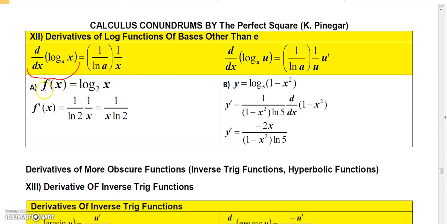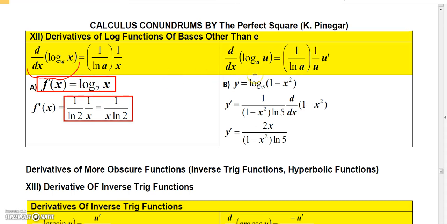So for instance, if I wanted you to find the derivative of this function here, log of x base 2, you would just simply say the derivative is nothing more than 1 over the natural log of 2 times 1 over x, which could then be rewritten as 1 over x times the natural log of 2. And that's how simple it is to find the derivative of a log of x base a.